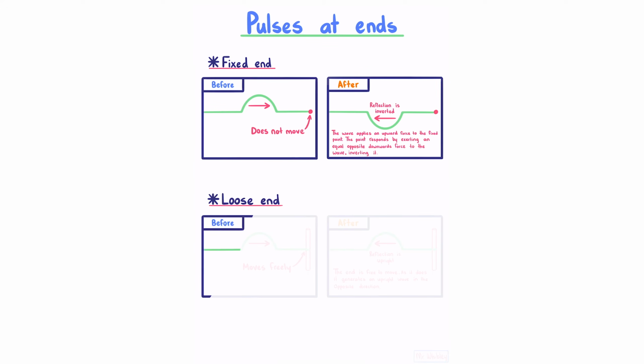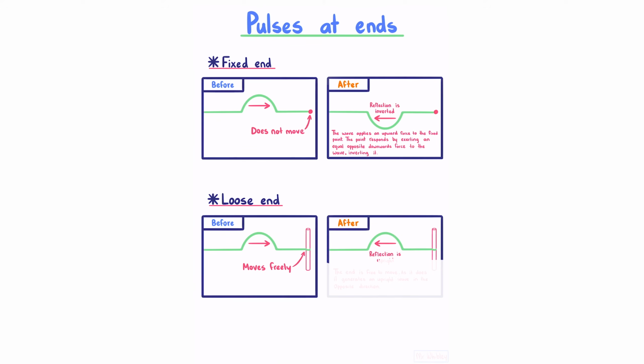Let's now consider a loose end. A loose end means this point is able to move freely, such as a loop around a pole. Our situation afterwards is much the same as earlier, except now the reflection is upright. This happens because the end is free to move, and as it does, it generates an upright wave in the opposite direction.